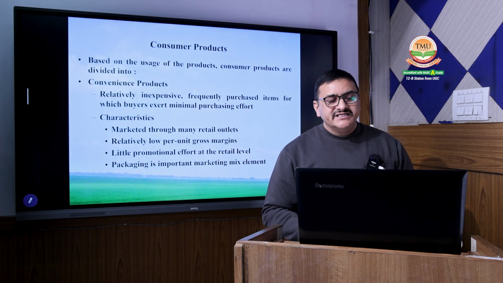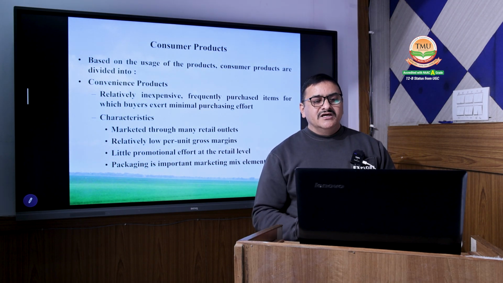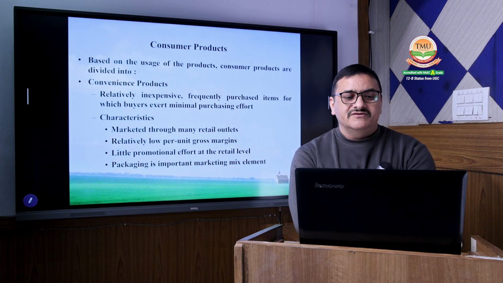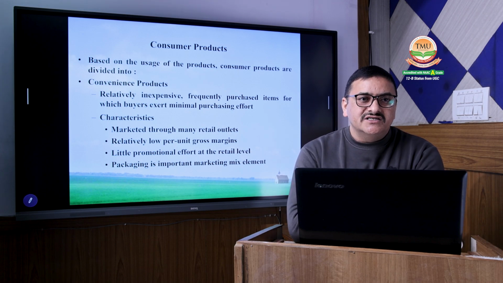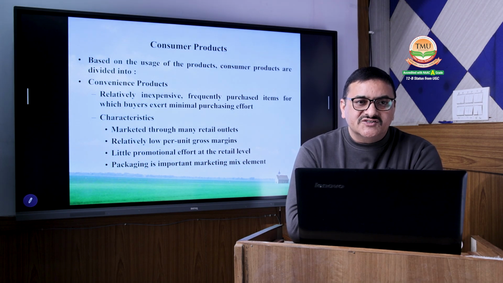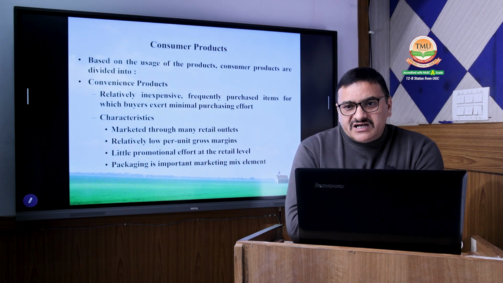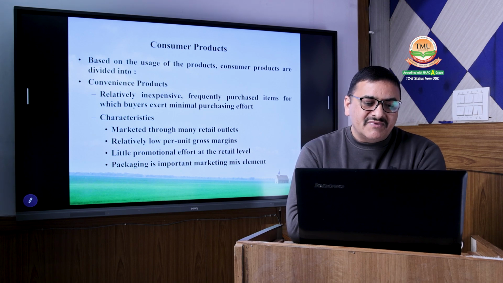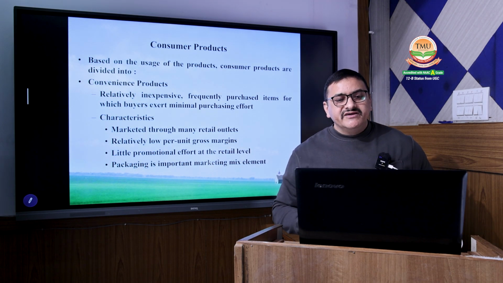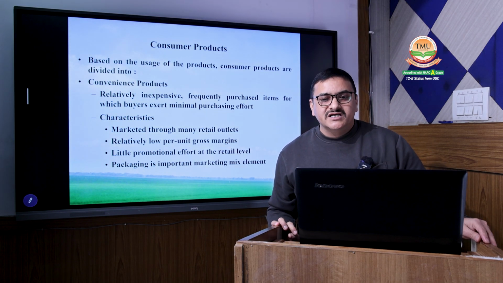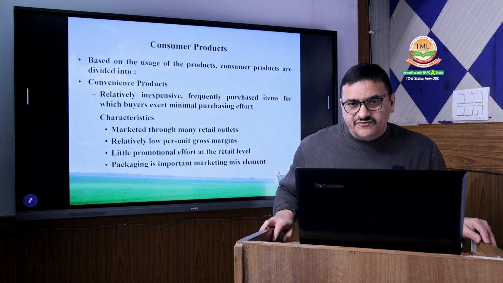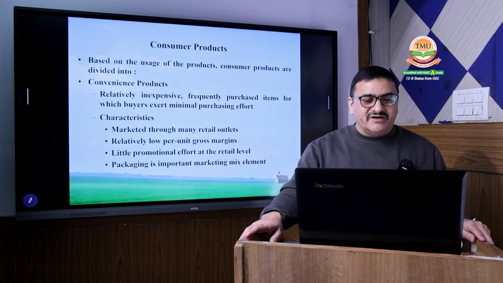The convenience products had certain characteristics. Number one, these are marketed through many retail outlets, which means if we want to maximize the sale of convenience products, which are generally known as the FMCG or the fast moving consumer goods, the availability of such type of products should be maximized by the seller or the marketer. Then they have a relatively low per unit gross margin, which we have already discussed, contains very low profit margin. Therefore, the volume sale must be maximized.